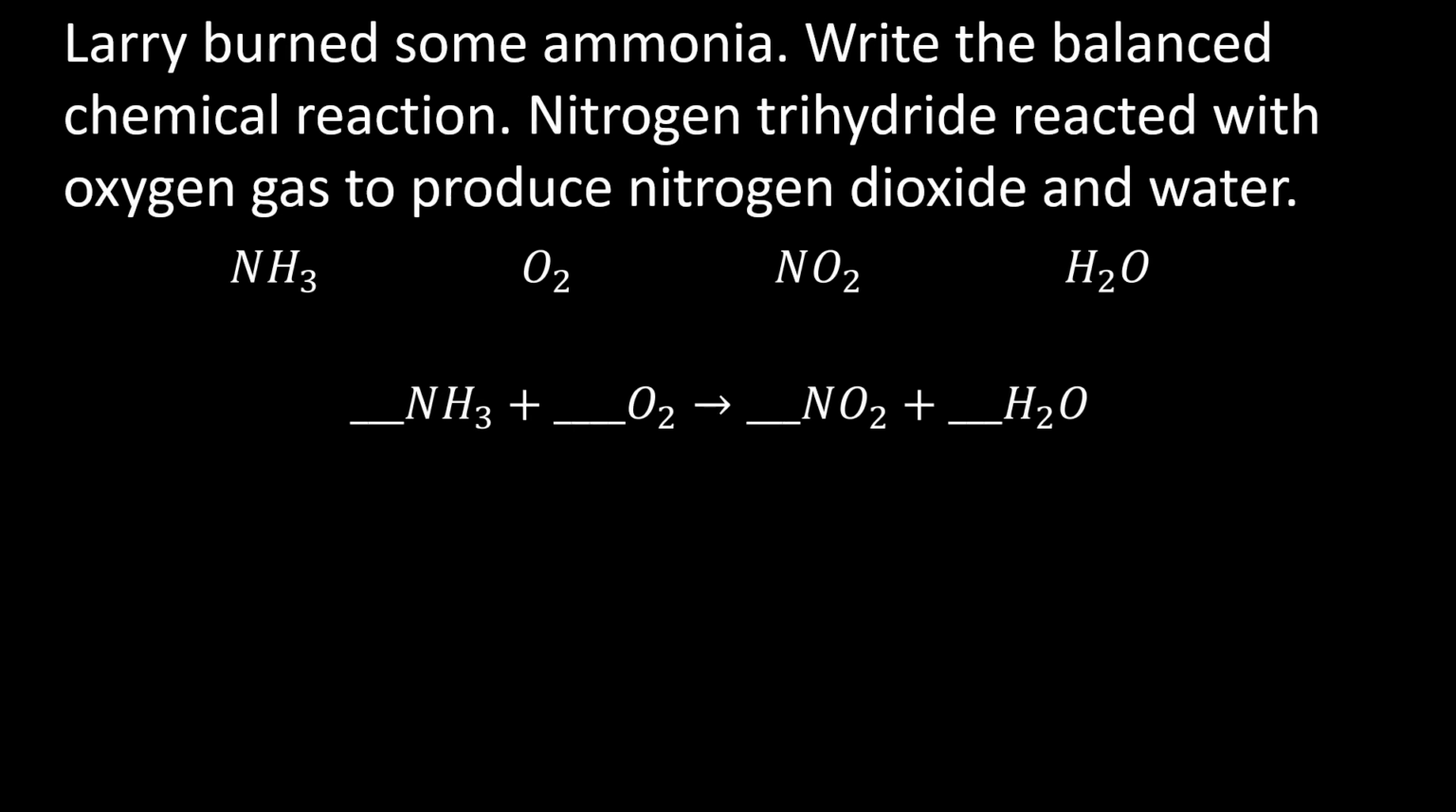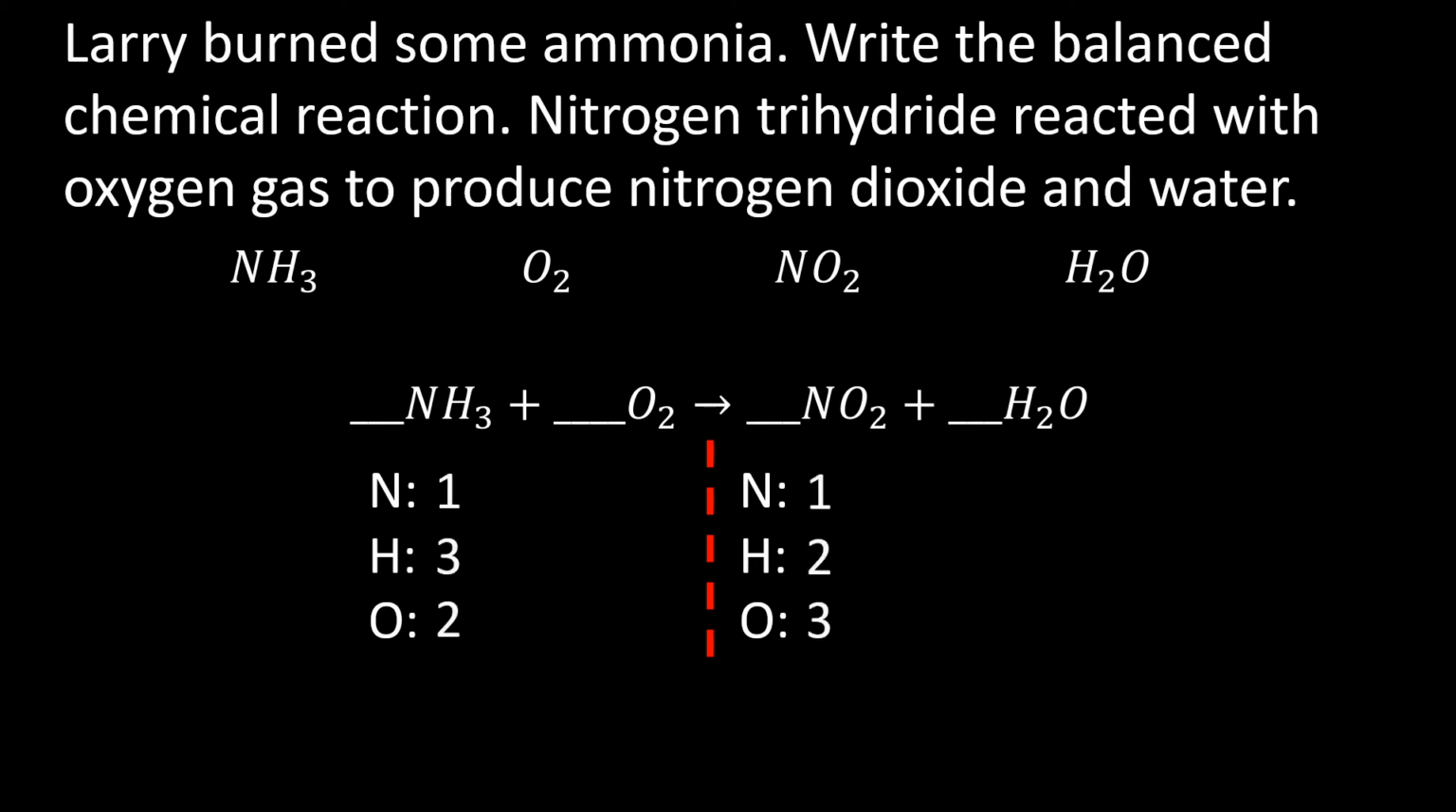This one is a little bit trickier to balance, so we are going to use the accounting method to balance here. So the initial count for each element is listed here. What we see is the nitrogen is balanced on both sides at 1, but the hydrogen is 3 on one side and 2 on the other. So to correct that, we need to put the coefficients of 2 and 3 in front of the ammonia and water respectively. And that changes the coefficients to this.